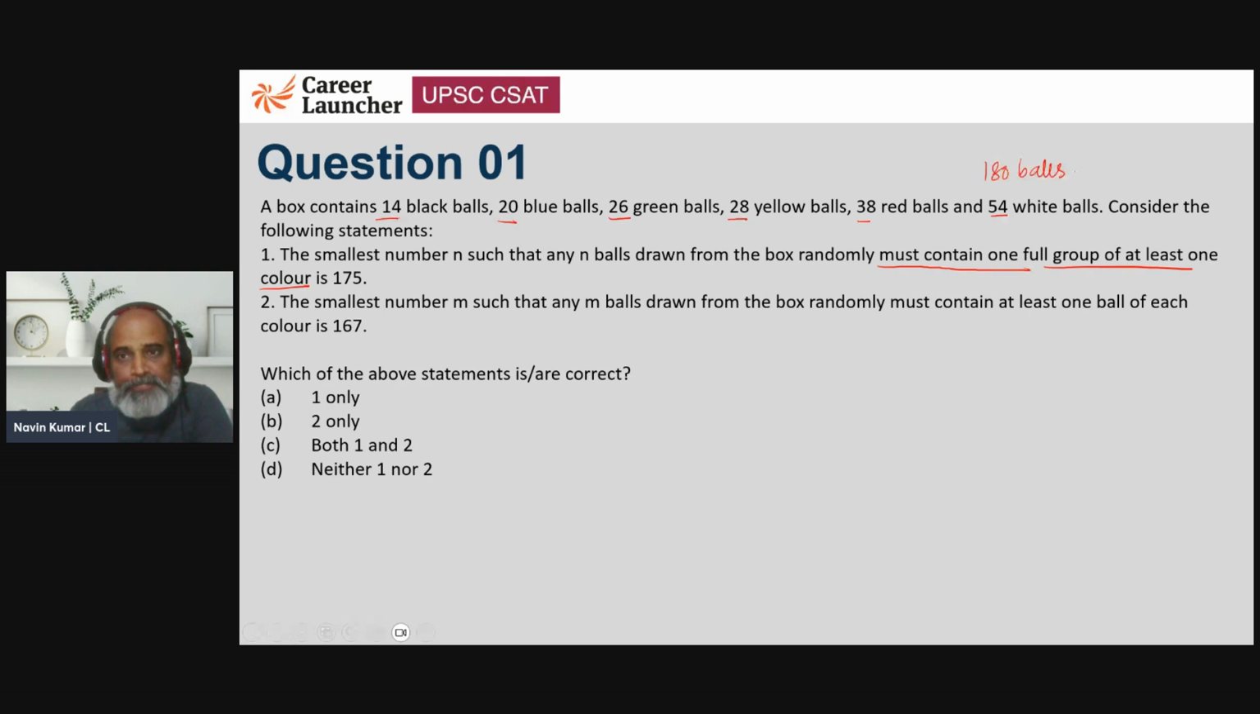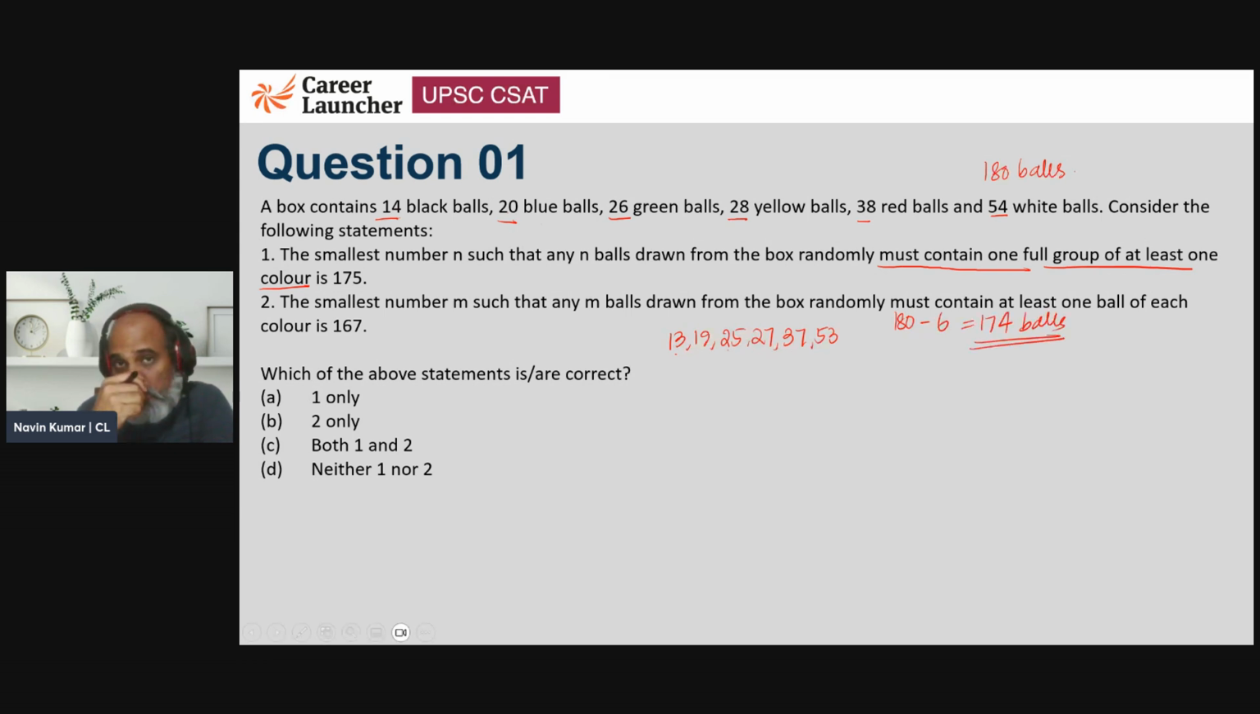Forget about the number there. मेरे को एक complete group चाहिए. So what I'm going to do is कि 14 black balls में से I'm saying I'll pick 13 black balls. 20 blue balls में से let's say I pick 19. 26 में I'll pick 25. 28 के केस में 27. 38 के केस में 37. 54 के केस में 53. So basically 180 total balls थे. उसमें से we have removed 6 balls. So we are at 174 balls.